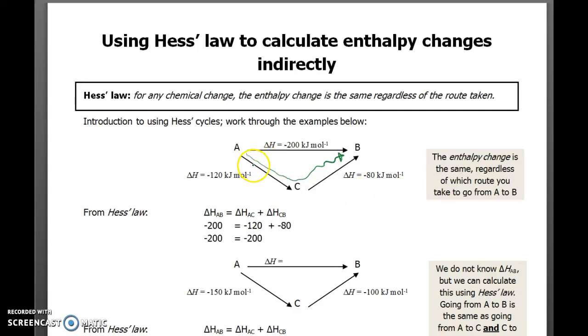Because the direction that we are going in, i.e. we want to go from A to B, is the same as the arrow directions for A to C and C to B, we add the two reactions together. So our value is minus 120 plus minus 80 equals minus 200, and that is exactly what we saw previously.